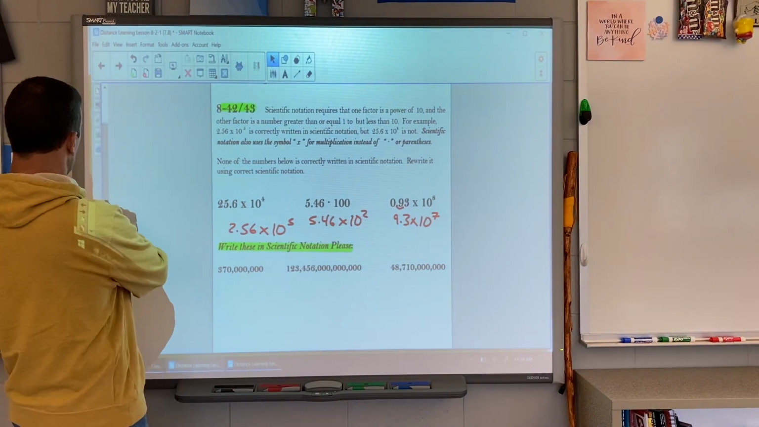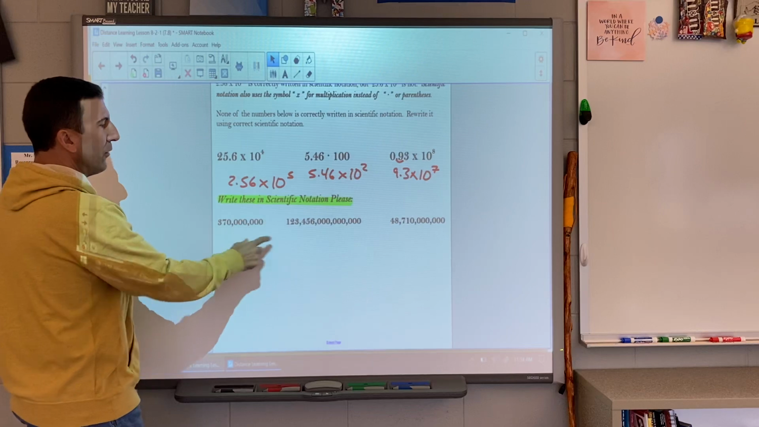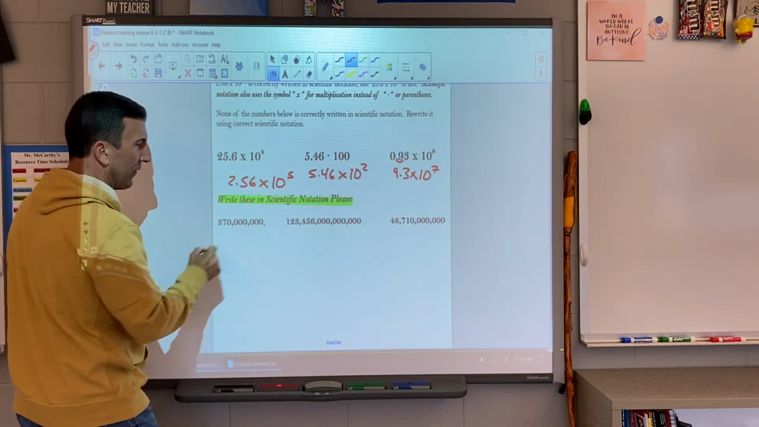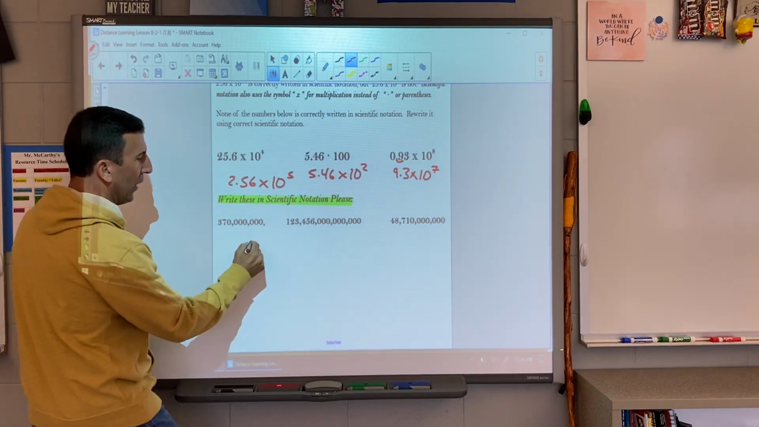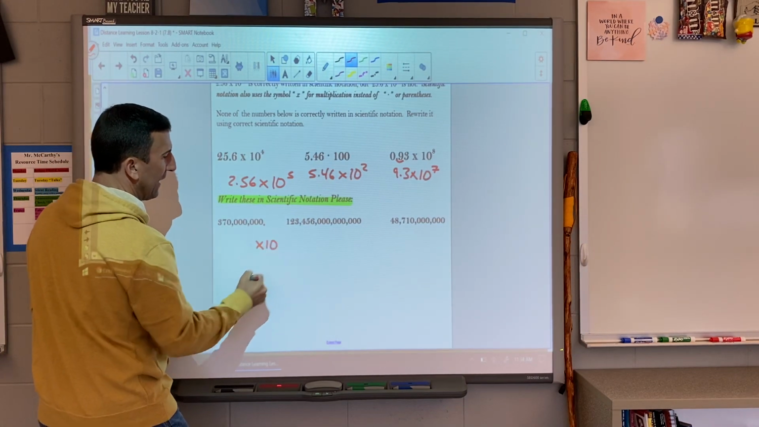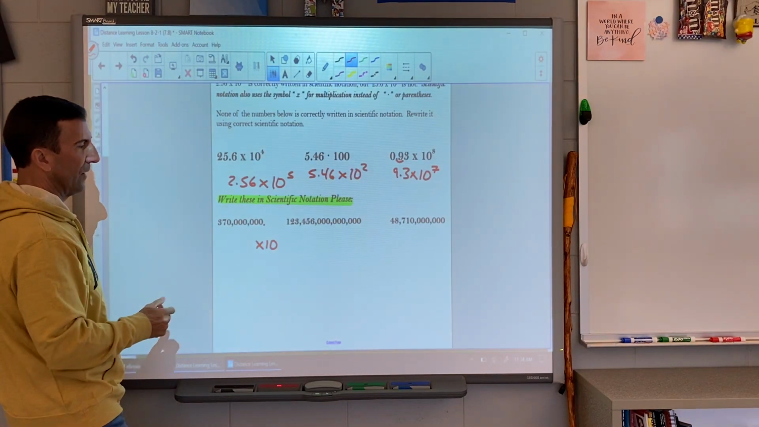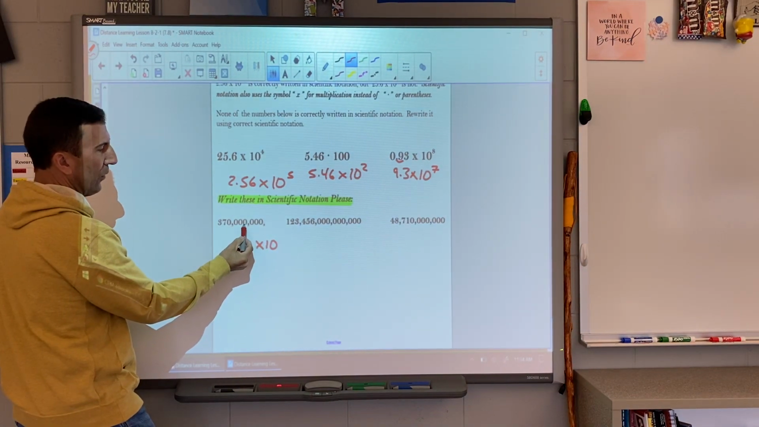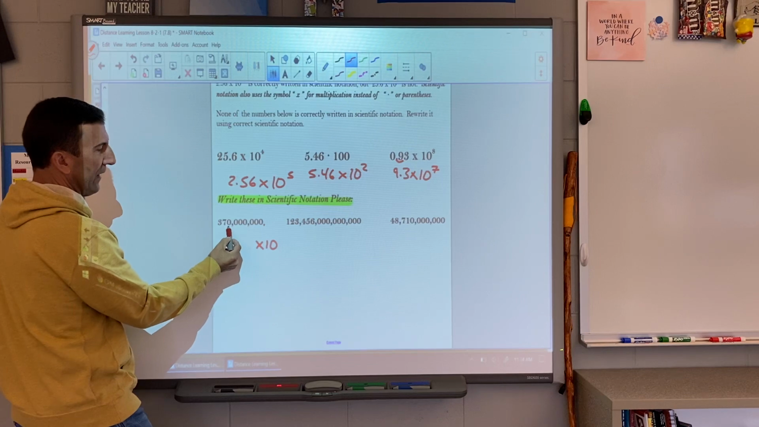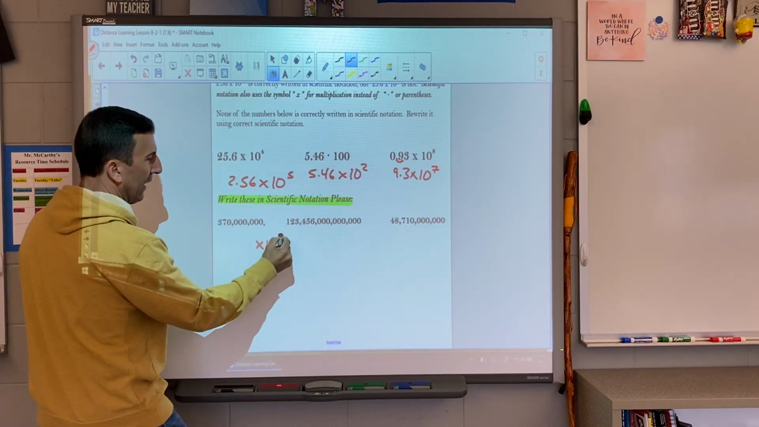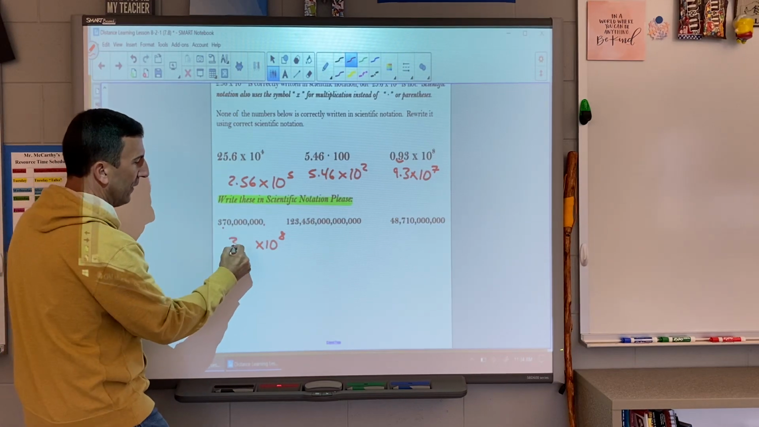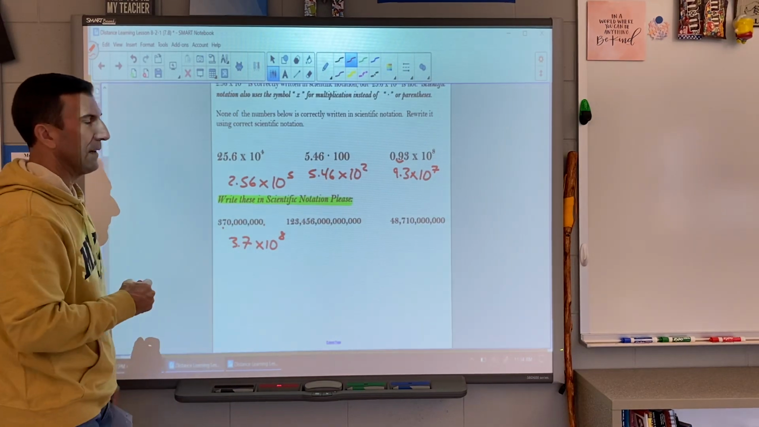Okay, let's move on then. Now you've got to do these. We've got to write these in scientific notation. Remember, your decimal's always here. So we know we're going to have times 10 to the something. Move it over, 1, 2, 3, 4, 5, 6, 7, 8. That tells me I moved it over 8 places. My decimal's now there, so I have 3.7 times 10 to the 8th.